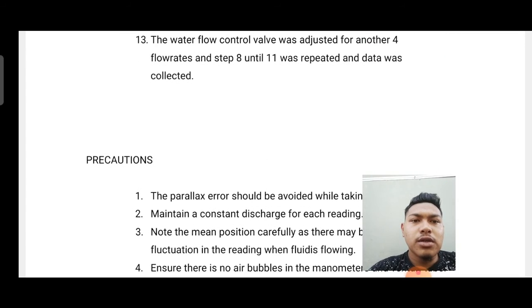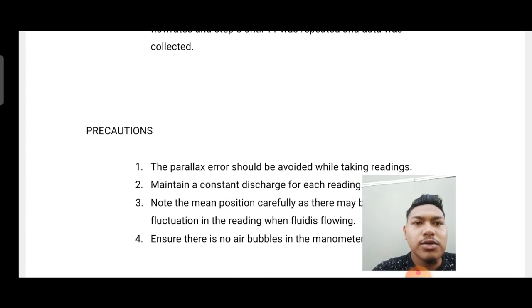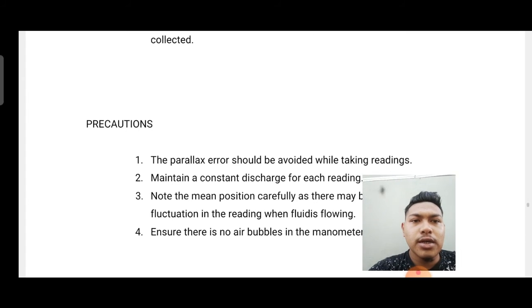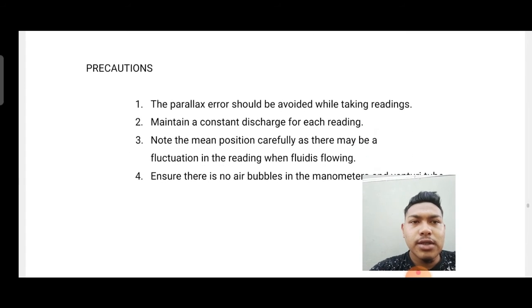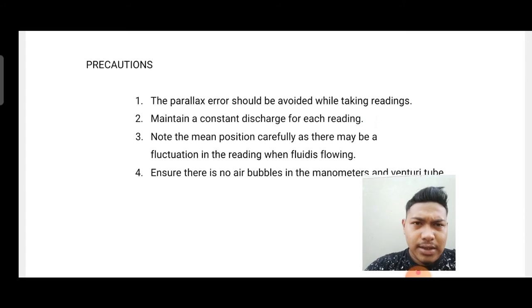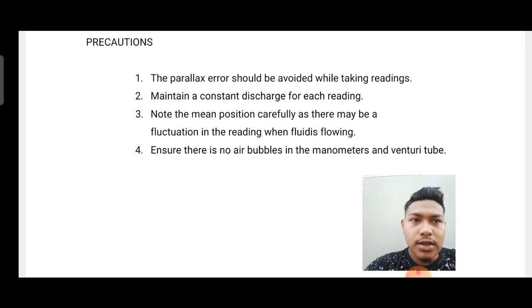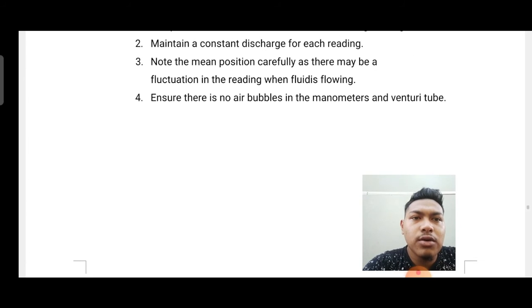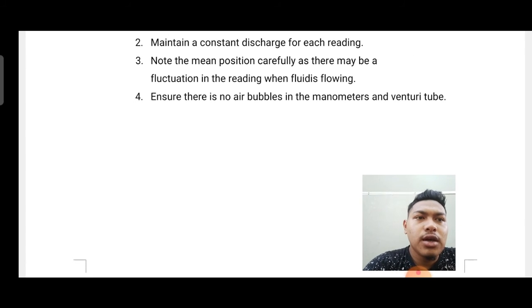For the precautions, the first is that parallax error should be avoided while taking readings. The next is to maintain a constant discharge for each reading. The next is to note the mean position carefully, as there may be fluctuation in the reading when the fluid is flowing. And the last one is to ensure there are no air bubbles in the manometers when you read it.